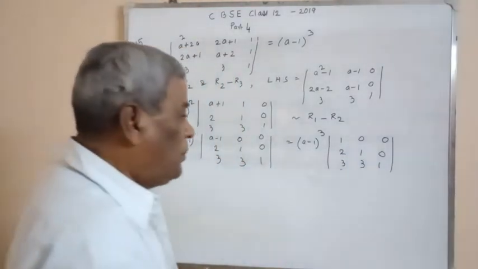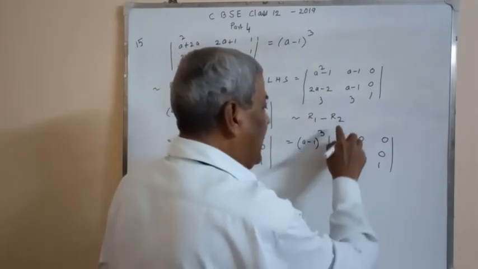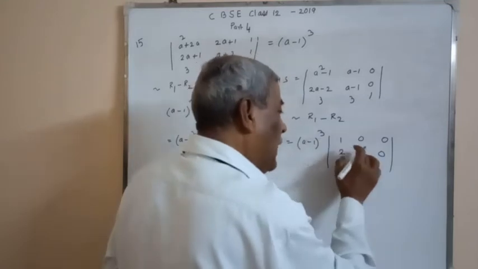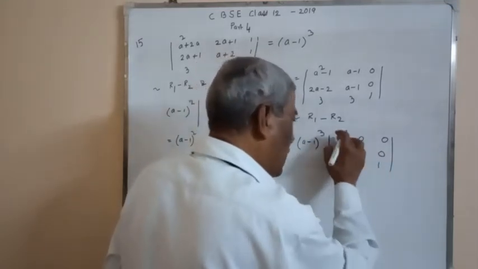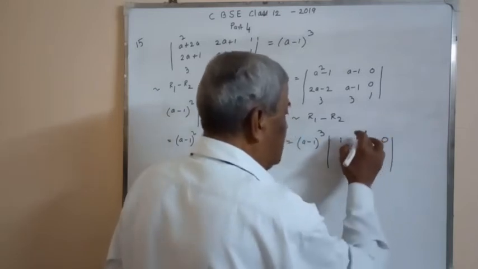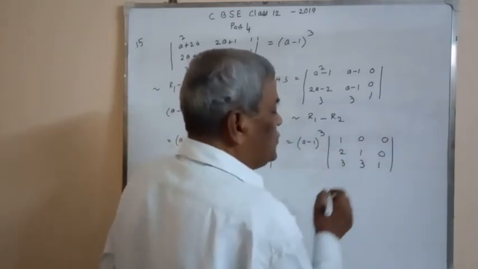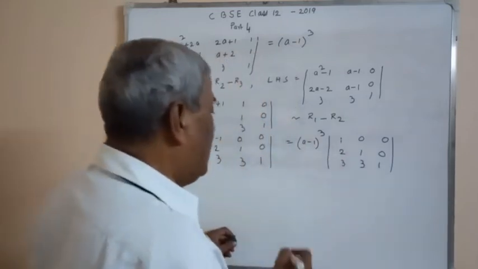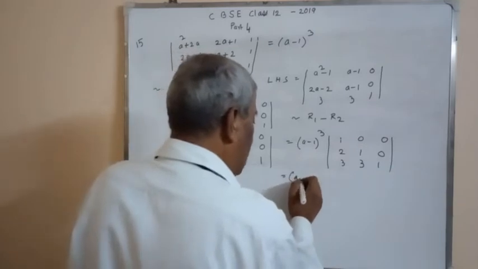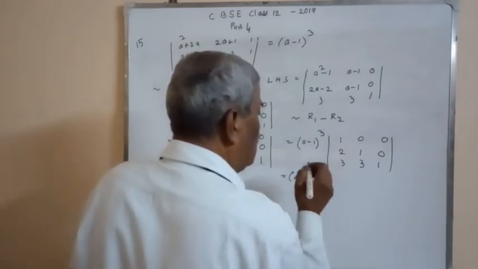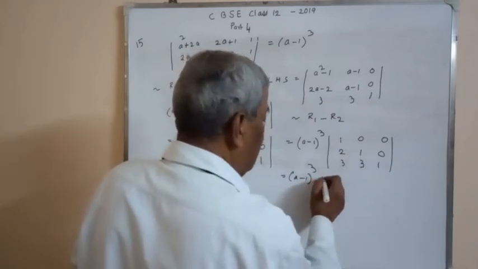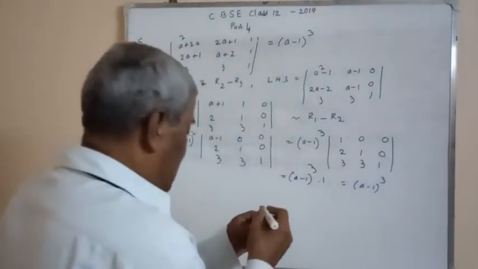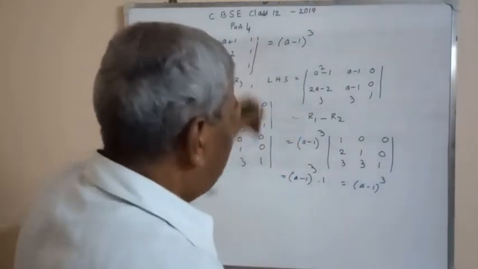Now this determinant has become a triangular determinant. All elements above the diagonal elements are 0. So its value is the product of the three diagonal elements, so it is equal to a minus 1 whole cube into 1 into 1 into 1, that is a minus 1 whole cube. Yes, we get the result.